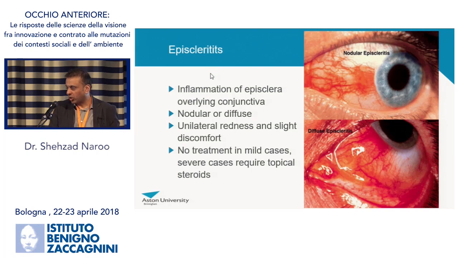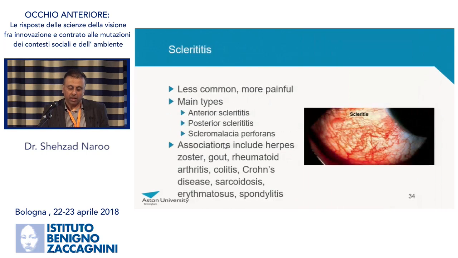So episcleritis is quite common. It's quite a mild infection. In mild cases, we might not even treat it. Maybe in more advanced cases, we might give some steroids, some antibiotics, etc. But scleritis is much more serious. And scleritis is more painful. It's much less common. But it's usually associated with some systemic problems. So it's usually associated with some type of Crohn's disease or spondylitis or herpes or gout, some sort of immune response. It's some autoimmune disease.